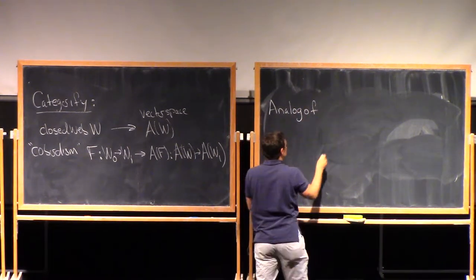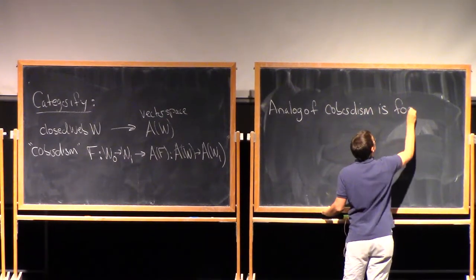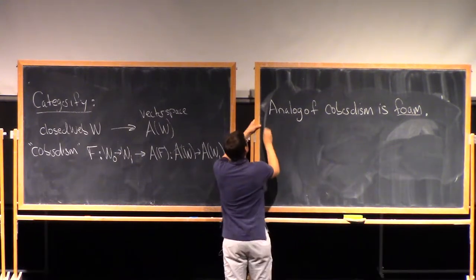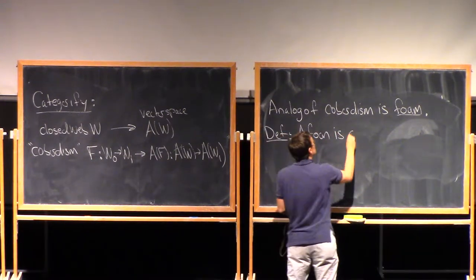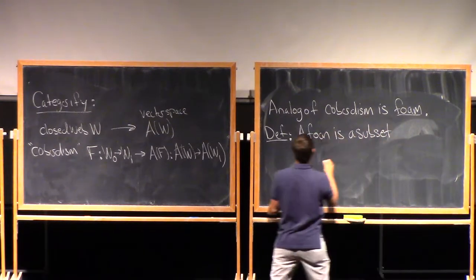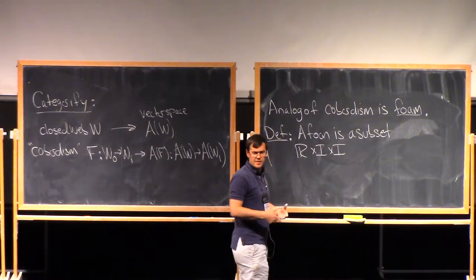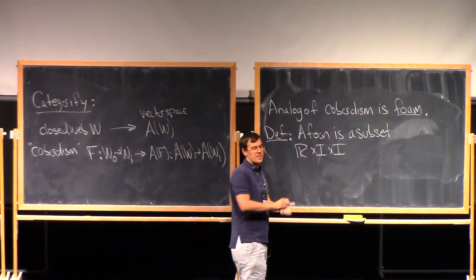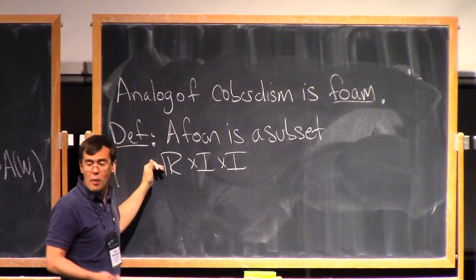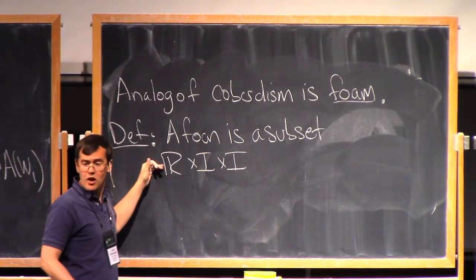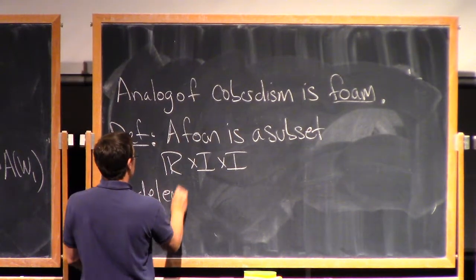The analog of a cobordism is a foam. Definition: a foam is a subset, so like a cobordism, it lives in R times I times I. Now a cobordism, I could say that it's locally modeled on something that looks like the Euclidean plane inside of this three-dimensional space, that's what a manifold is. Here we're going to have some more local models, just because webs have more local models. They have these trivalent vertices, and they also have these colors.